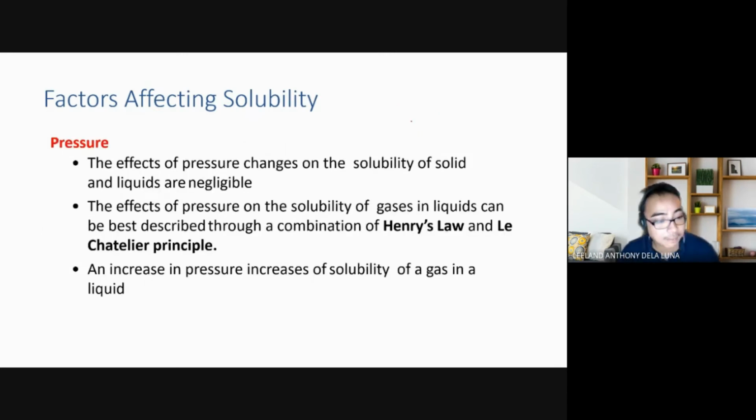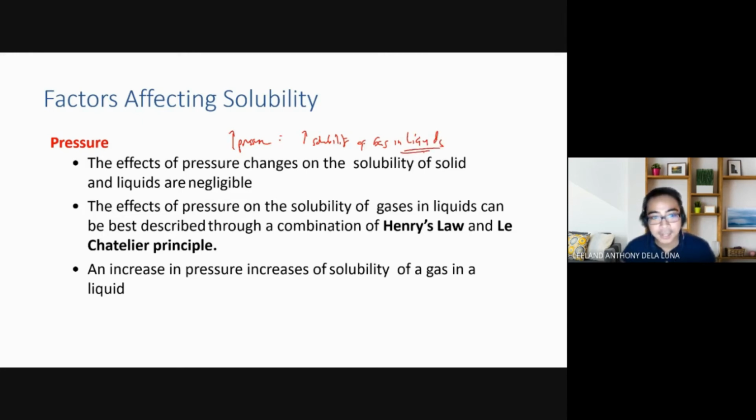Next factor, class, affecting solubility would be pressure. So the effects of pressure changes on the solubility of solids and liquids are negligible. Okay, ang pinaka naapektuhan, class, ng pressure would be the solubility of your gases. Remember, class, sabi natin, di ba, sa ating mga gas laws, an increase in pressure would actually increase the solubility of gas in liquids. Okay, an increase in pressure.